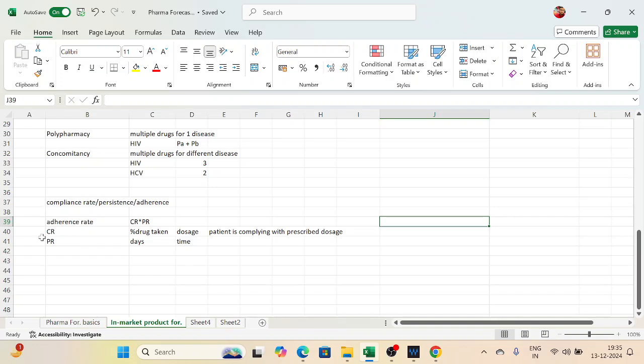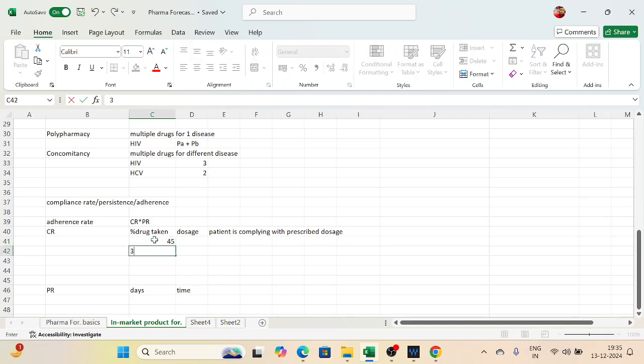So how do you calculate the compliance rate? For example, at the start of therapy, the doctor prescribed a medicine for 45 days, and the patient took the medicine for 30 days only. So the actual prescribed time was 45 days, but the patient took medicine for 30 days only. So the patient was complying for 30 days, right? So what does this mean? 30 divided by 45. So that is 66% compliance rate, or 67%, right?